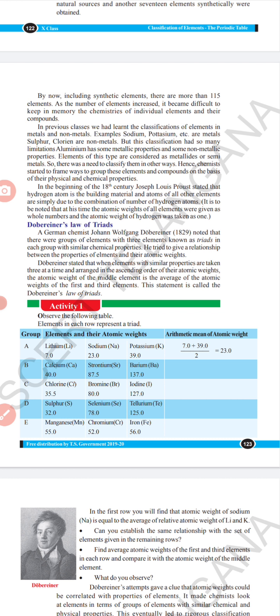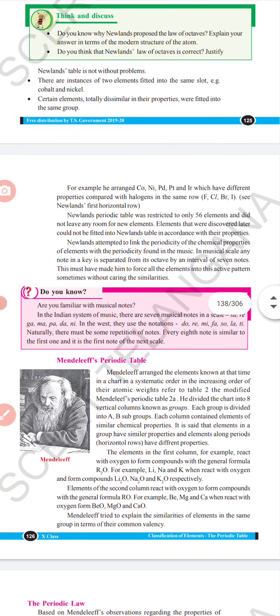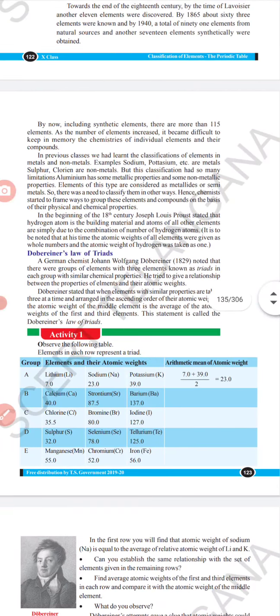Activity 1. Before Activity 1, we have Döbereiner's law of triads. This is important from the exam point of view. We have Döbereiner's law of triads, Newlands' law of octaves, and Mendeleev's periodic table. These three tables or laws are important, and we will understand them first.